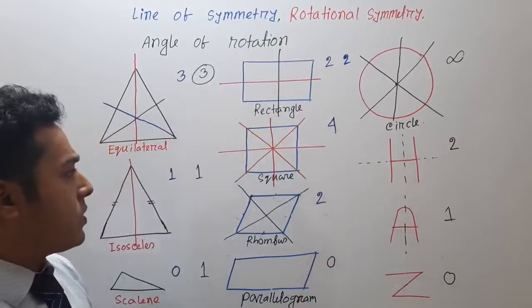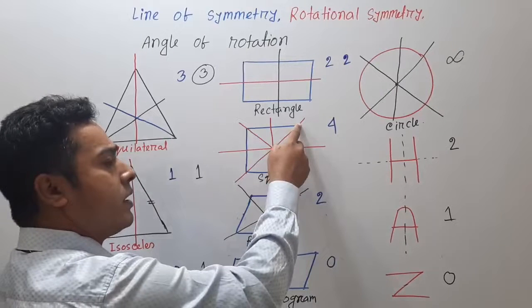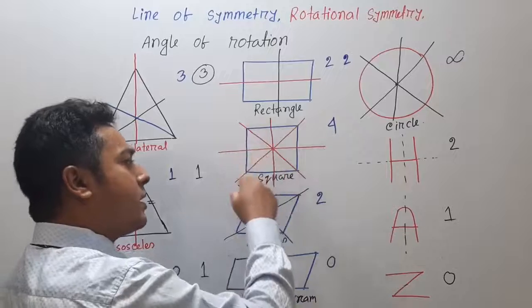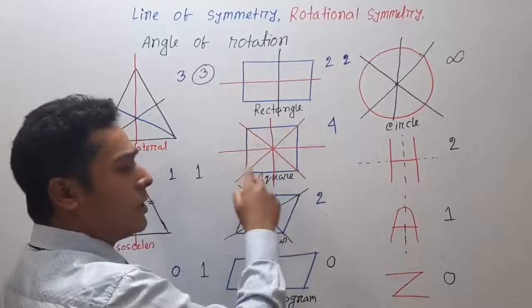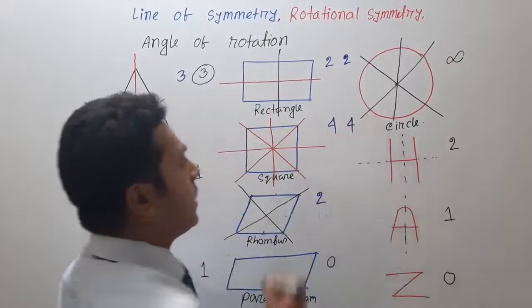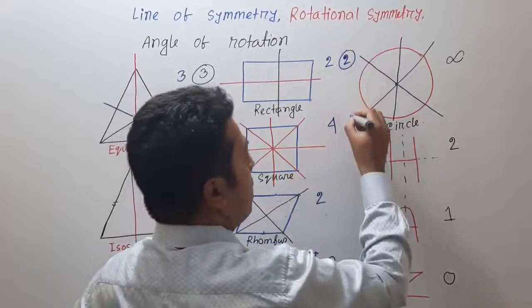Okay, and for the square, if you rotate about this point, the shape will not be changed, and you can change any point, this and this and this and also this, so it has a rotation order of 4. Okay, rotation order also 4.